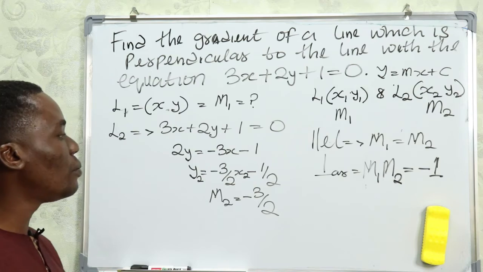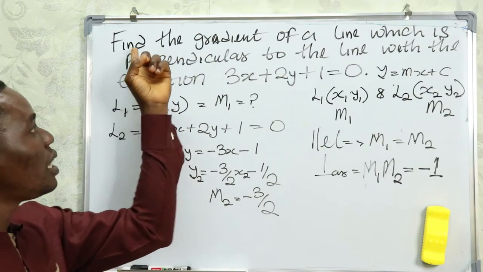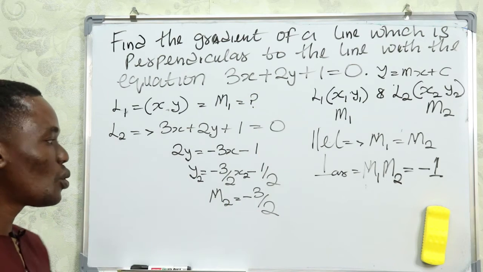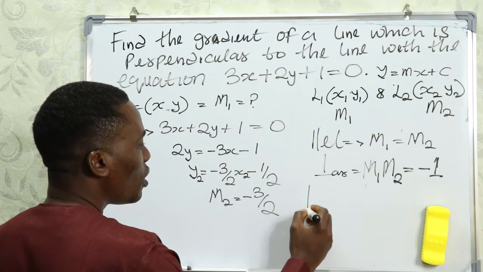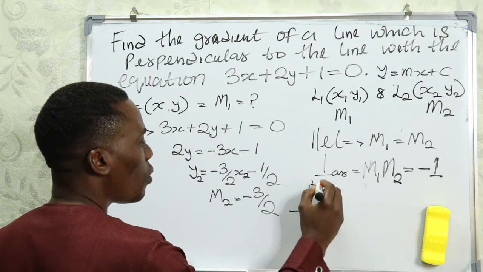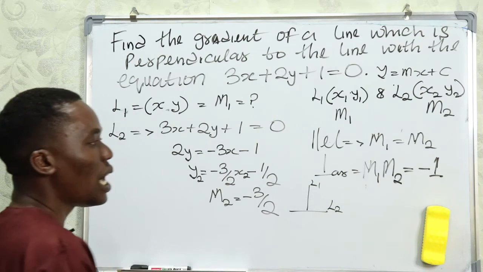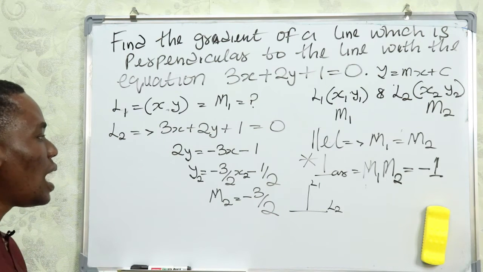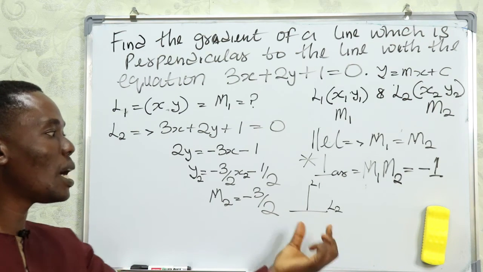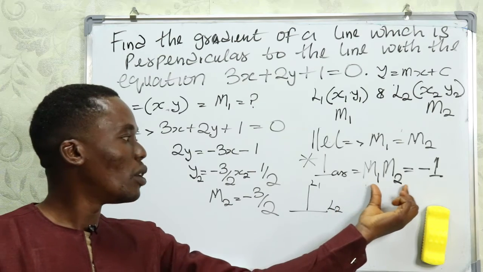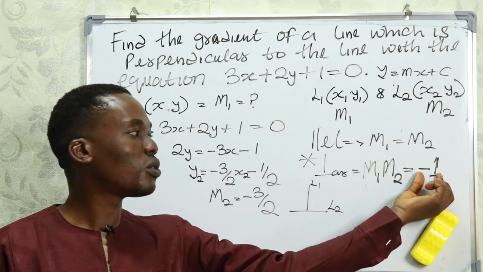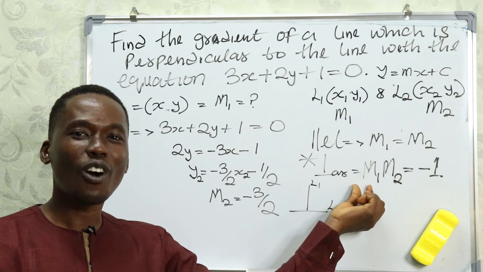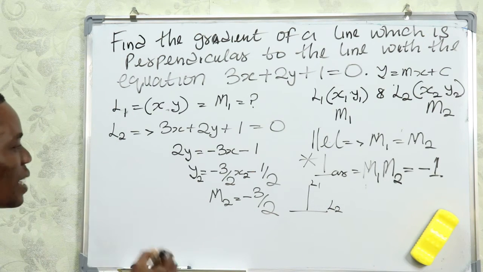Remember, the question told you that line 1 is perpendicular to the line with this equation. So our line 1 is perpendicular to our line 2, and we are going to use this rule to solve it. If the lines are perpendicular to each other, the gradient of 1 multiplied by the gradient of 2 is equal to minus 1. With that, we can find the gradient of the first line.